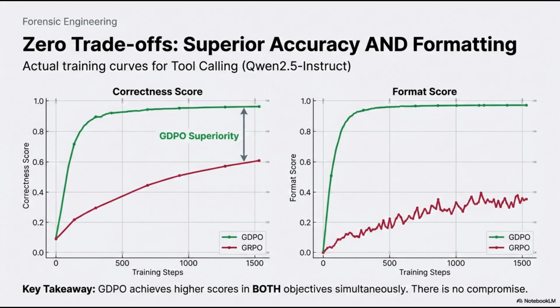GRPO in red, slow climb, plateaus around 0.3 at step 500, eventually crawls up to 0.6 by the end. That's a 40% gap in final performance. See this arrow?